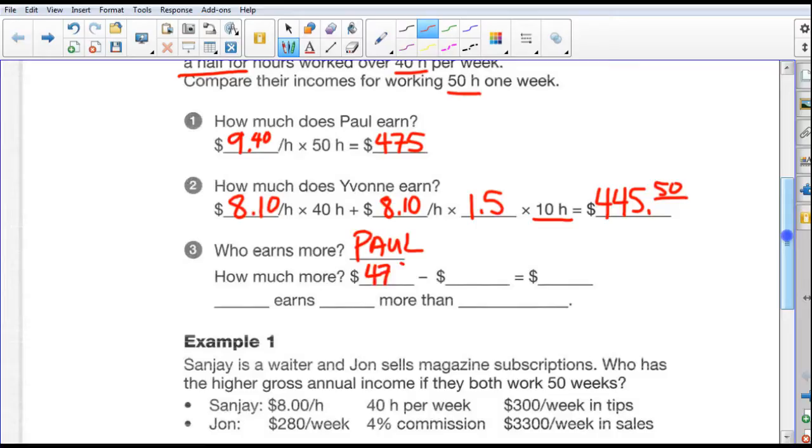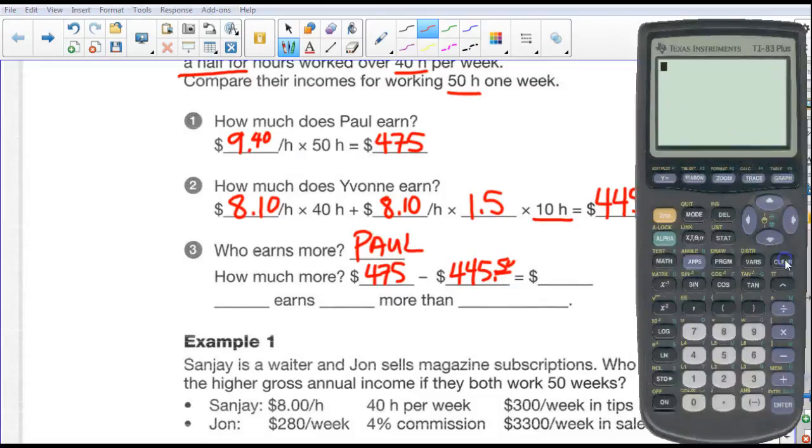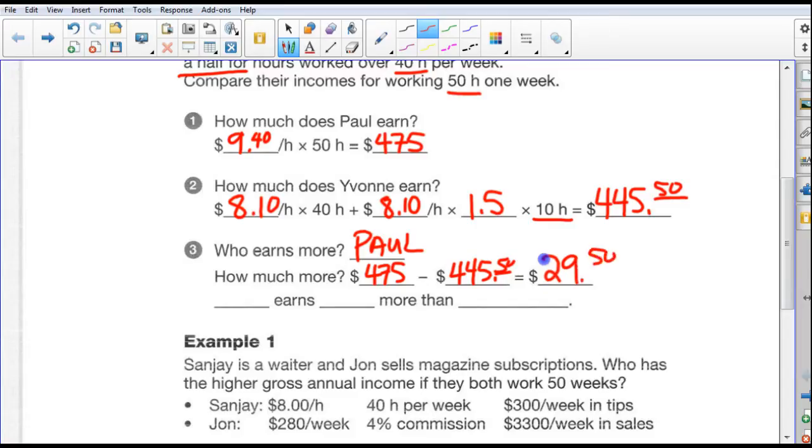Well, $475 minus $445.50. Okay, so we can take our calculator for that. 475 subtract $445.50. So he's making $29.50 more per week. Okay? So we could say that Paul earns $29.50 more than Yvonne. Okay?